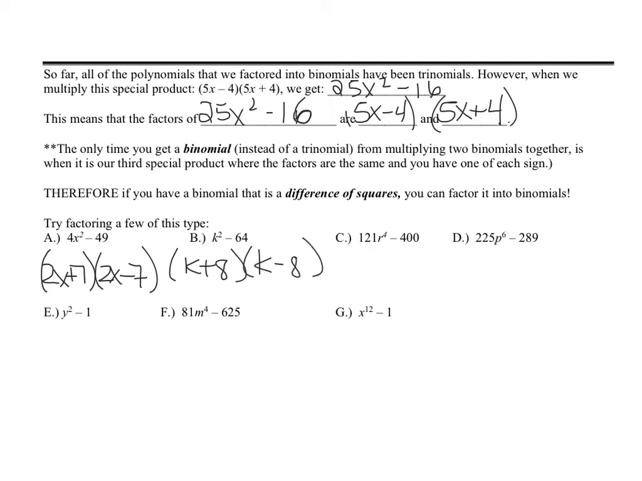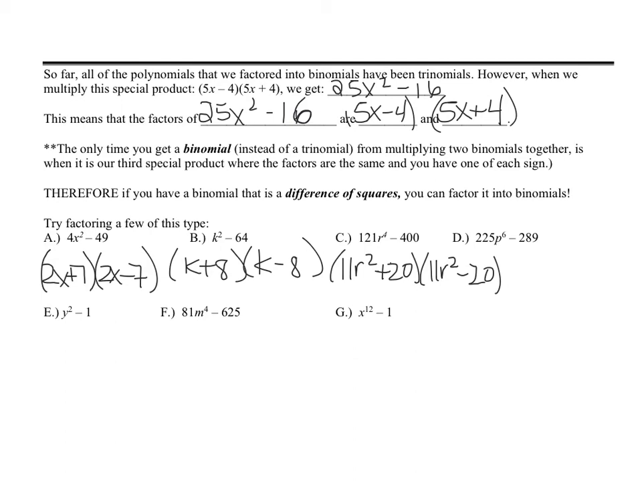Now see, 121 r to the 4th. Well, we haven't seen r to the 4th, but that's okay. We can break up r to the 4th into r to the 2nd and r to the 2nd, right? So this is going to break into 11r to the 2nd plus 20 times 11r to the 2nd minus 20. If you think you have it, stop the video and try the next 4. If you don't have it, go ahead and stick with me, right?